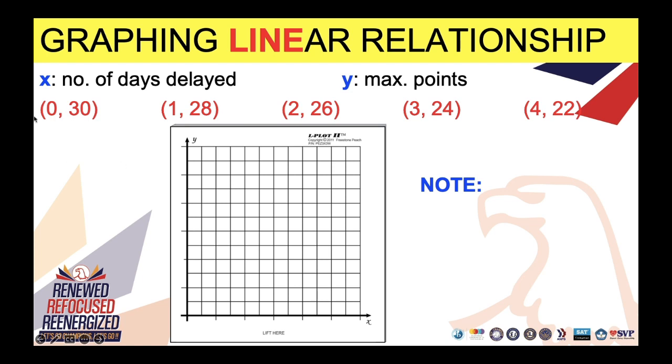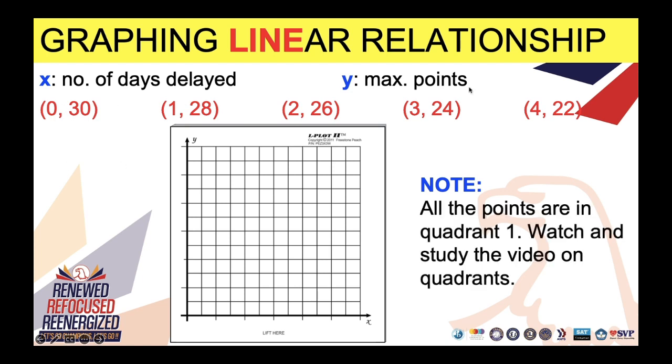Okay. Now, if you try to inspect each ordered pair, all the points are in quadrant 1. Now, if you're confused what quadrant 1 is, that was your assignment during term break. There is a video in ManageBack talking about quadrants. Please check it out in week 0. Watch it again and study it. I won't be discussing it anymore. It's your assignment and your task to do it.